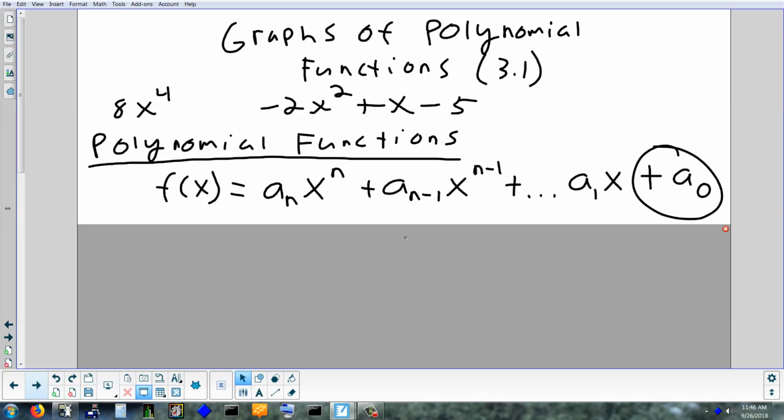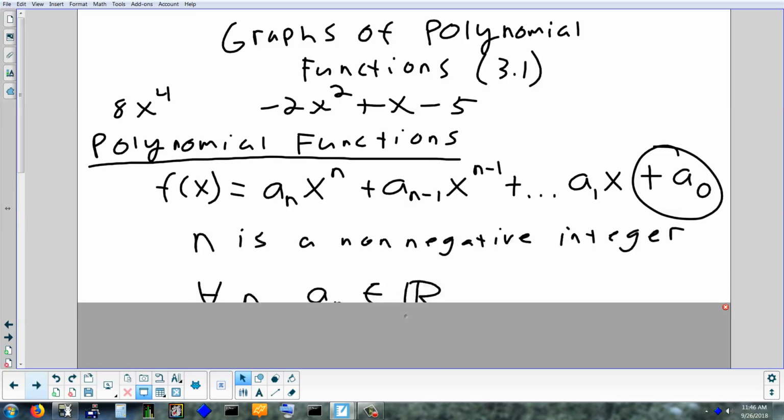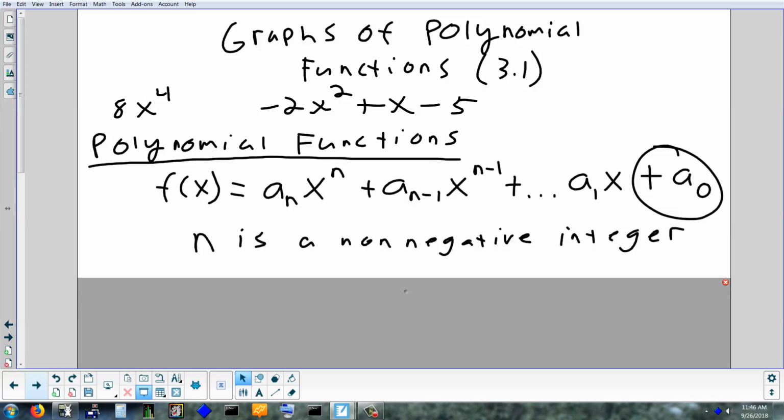But the exponents go down, and then in front of each letter is a coefficient. And that's basically what a polynomial looks like. The important thing is exponents cannot be decimals. They can't be fractions. They can't be negative. What do they have to be? Non-negative integers. Every exponent has to be a non-negative integer.